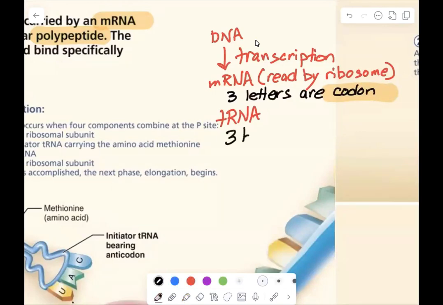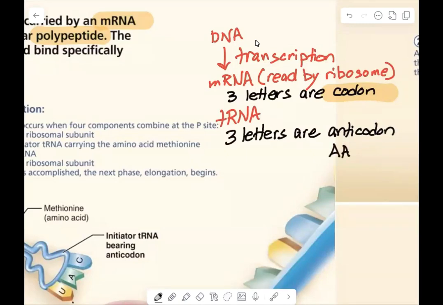It has 3 letters, which would be the opposite of the codon, so it's called the anticodon. And that anticodon then corresponds to an amino acid. And you don't need to know which 3 letters correspond to which amino acid or anything like that. If you're curious about it, you can look it up in the appendix in the back of the book. But let's say that the 3 letters are UUU. Then the amino acid might be methionine. So that's all that means.